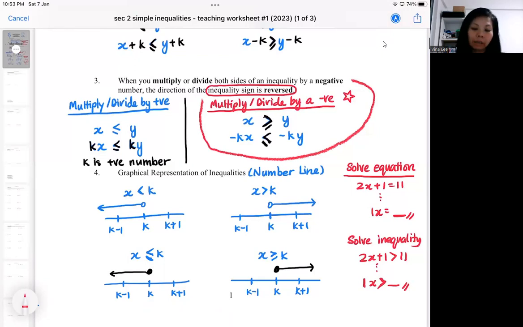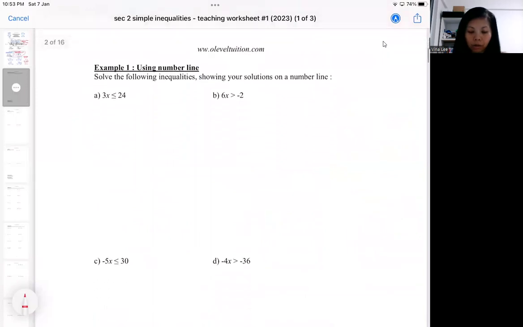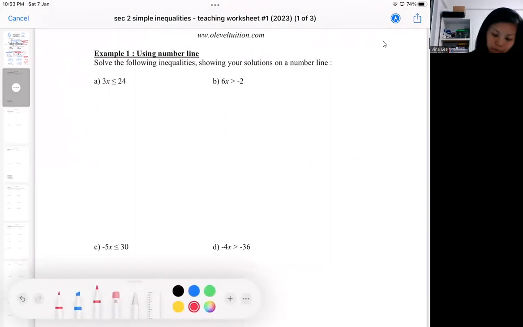Maybe it's easier if you see numerical values. If you look at this one, the first question, 3x is less than or equal to 24. Remember, when you solve the inequality, you're going for 1x. So how are you going to get 1x?